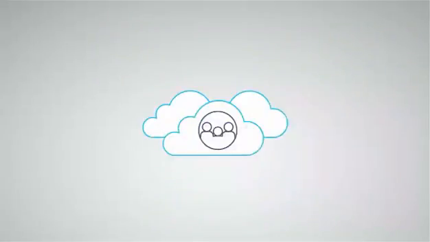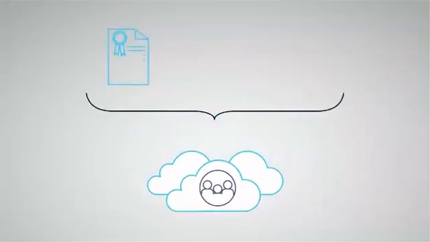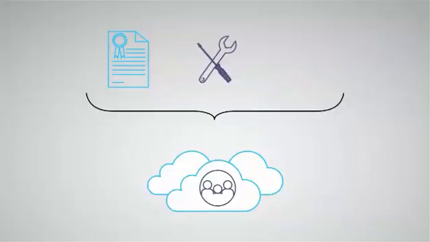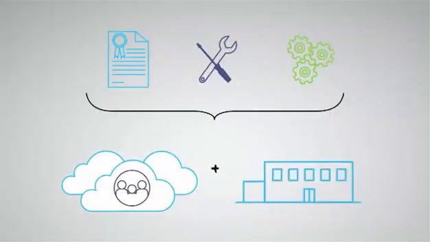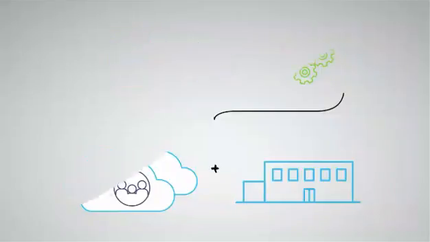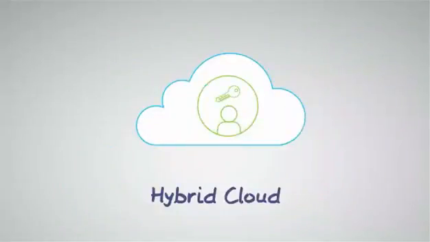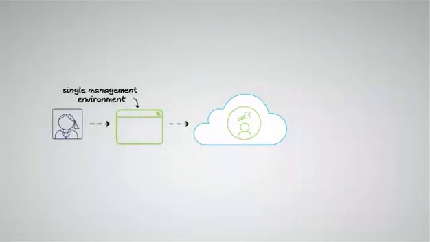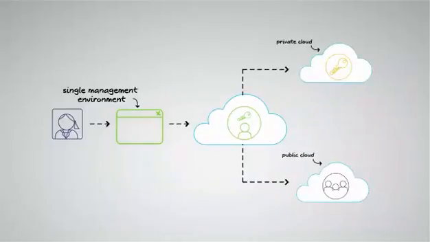A public cloud infrastructure is open for use by the general public. This type of cloud is owned, managed, and operated by a cloud service provider and runs on the provider's premises. A hybrid cloud allows a user to access both private and public cloud resources from a single management environment.